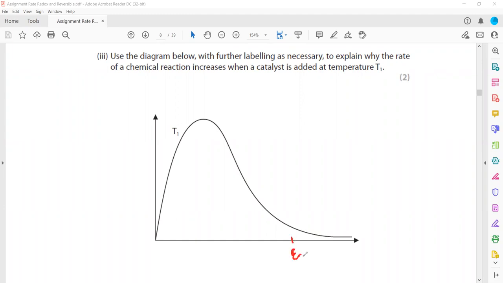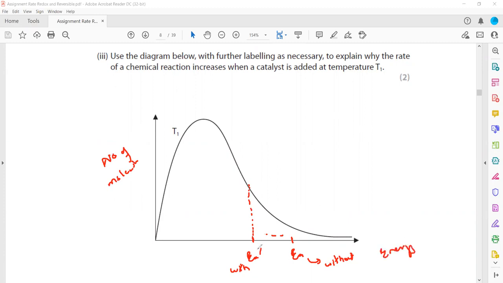The only thing that happens is, if this was the activation energy without catalyst, so this will be the activation energy with the catalyst. So with catalyst, it will be larger, meaning more particles will be there after the activation energy, and that is the reason why. And the labels which we add here are the same labels: proportion of the molecules or number of molecules on the y-axis and energy on the x-axis.